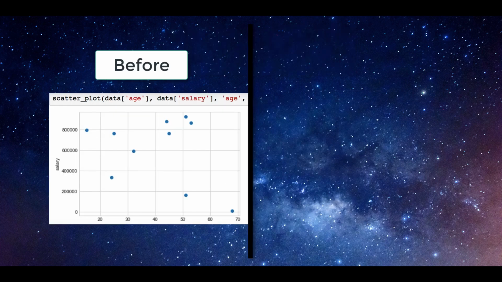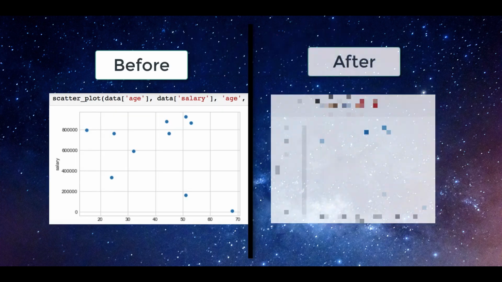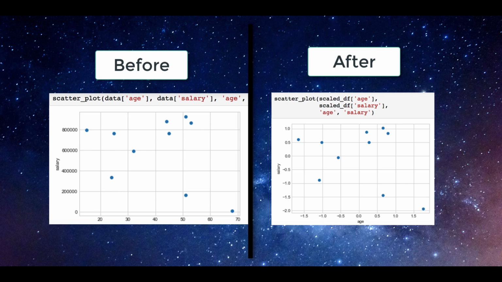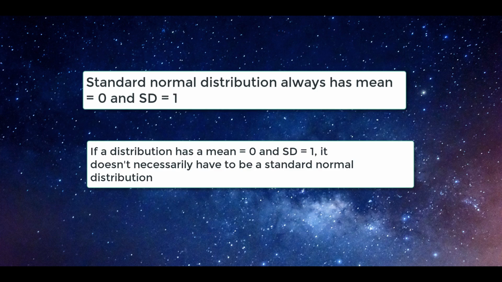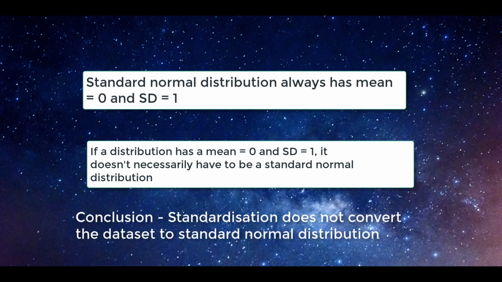Here's a graphical representation of how our dataset looks before and after standardization. There is absolutely no change in the way the data is distributed on the graph before and after. And it definitely hasn't got converted into a bell curve. A standard normal distribution always has a mean of 0 and a standard deviation of 1. But it isn't always true the other way around. That is, if any distribution has a mean of 0 and a standard deviation of 1, it doesn't necessarily have to be a standard normal distribution.